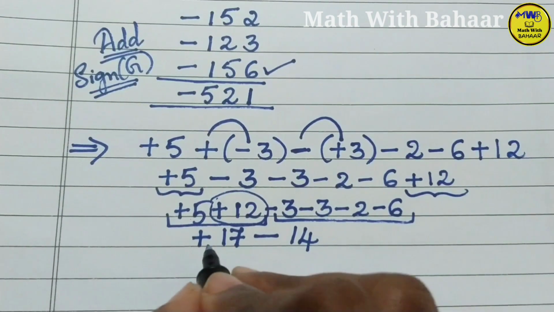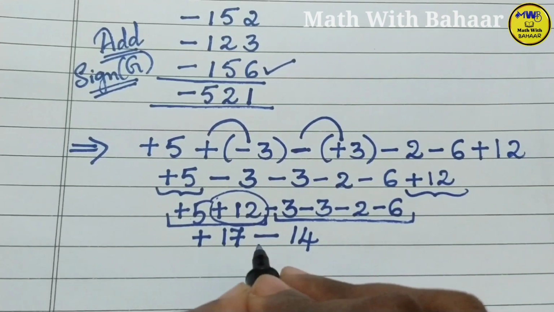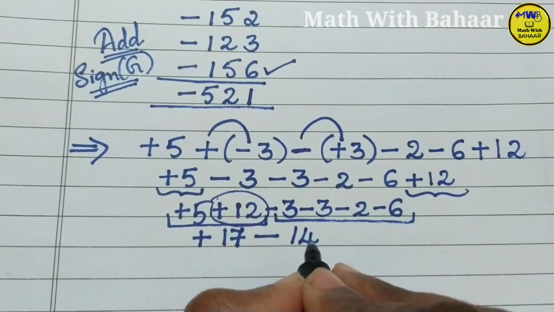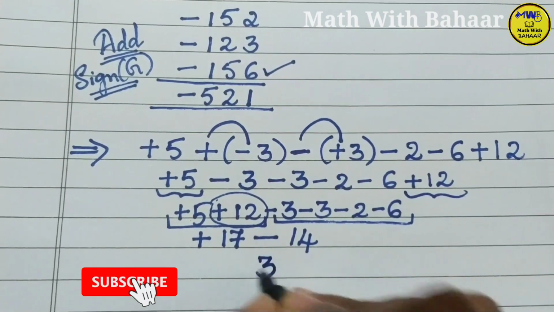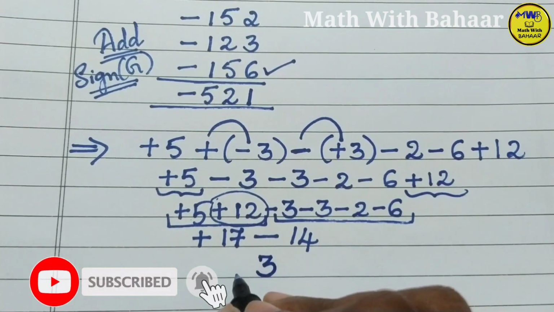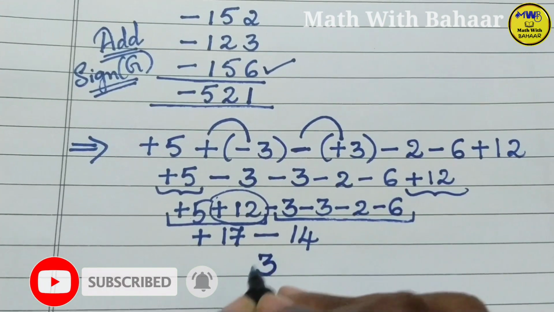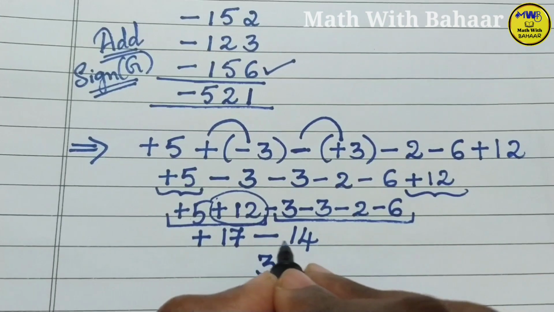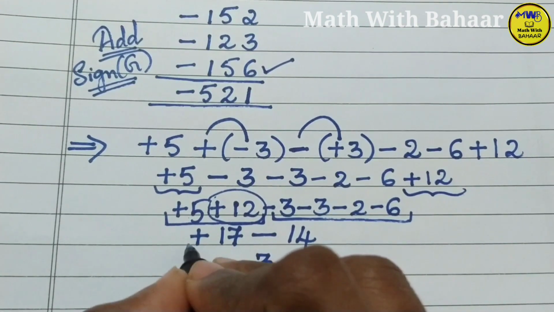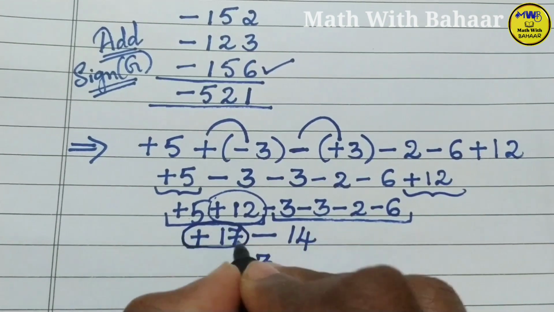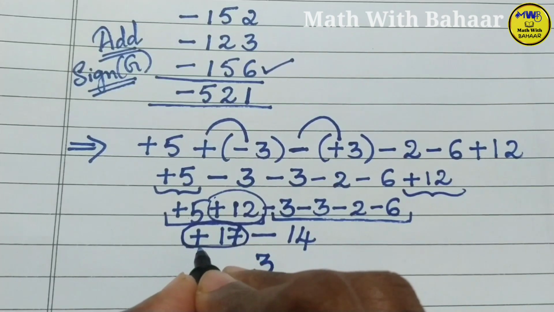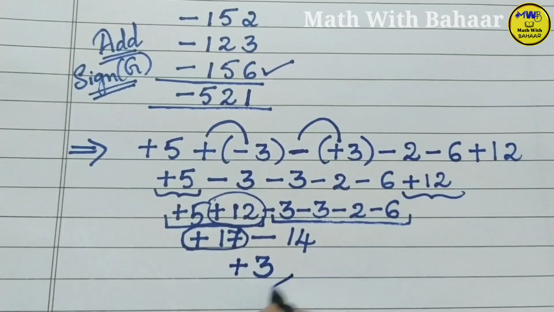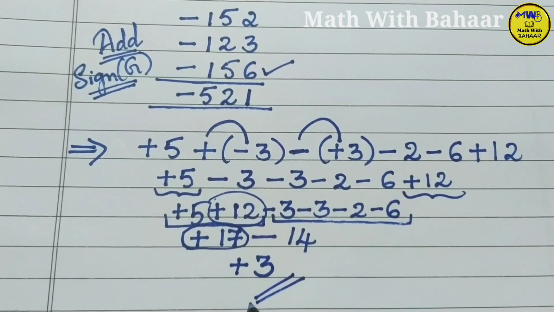Now we can see that we have two numbers. One is a positive number and the other one is a negative number. So integers having different signs should be subtracted. So 17 minus 14 gives us 3. Now look at the number which is greater among these two. So 17 or is it 14? Yes, it is 17. So what is the sign along with 17 here? It is plus. So put the same sign in the final result. So here the result is plus 3.